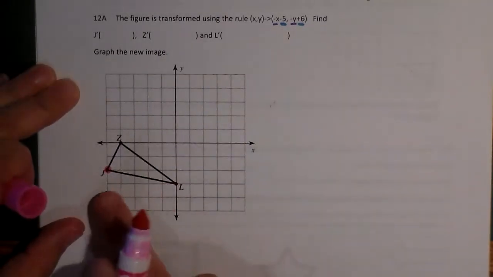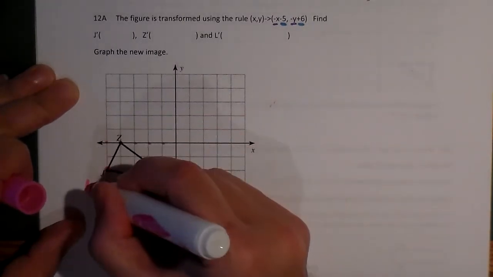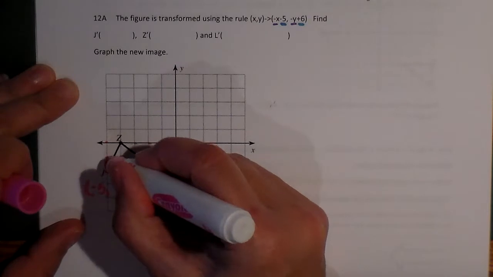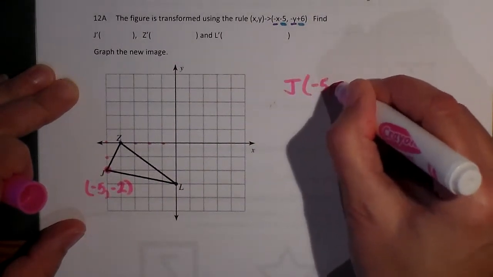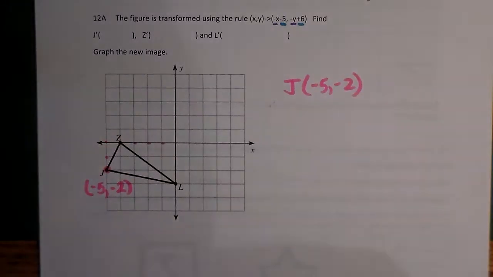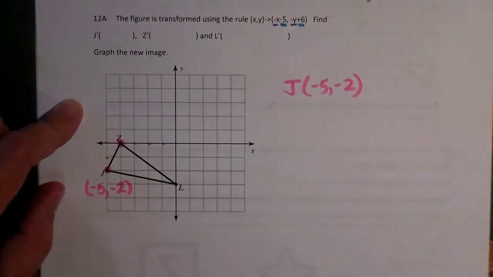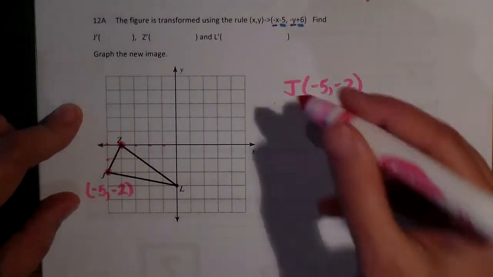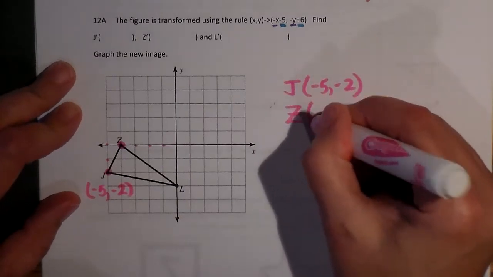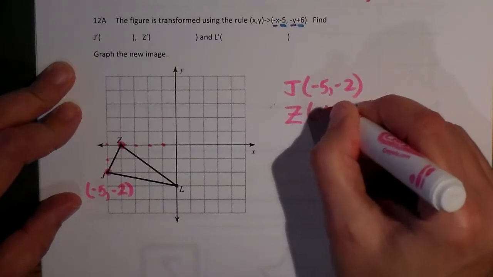J. Where is J located? J is at 1, 2, 3, 4, 5, -5, down 2. So my original J is at -5, -2. Okay? My original Z, JZ, right? Of course, that was definitely not intentional because we math teachers aren't that cool. So Z is located at 1, 2, 3, 4, -4.